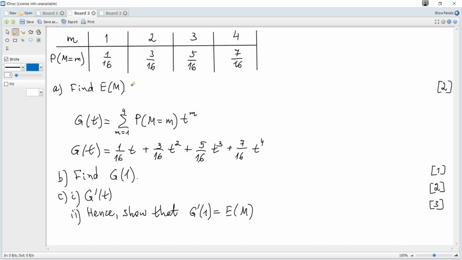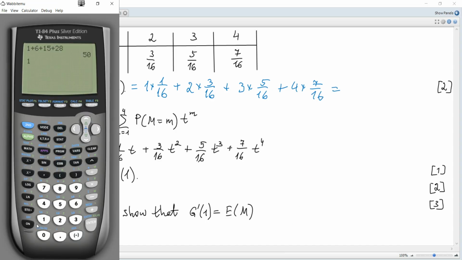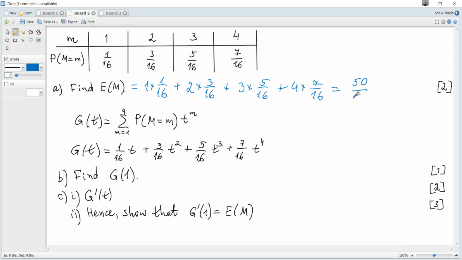Question A, find the expected value of m. A formula is given in a data booklet. It says that it's the sum for all possible values of m multiplied by the corresponding probability. So it's 1 times 1 over 16 plus 2 times 3 over 16 plus 3 times 5 over 16 plus 4 times 7 over 16. It is equal to 1 plus 6 plus 15 plus 28. It's 50 over 16, which is 25 over 8.